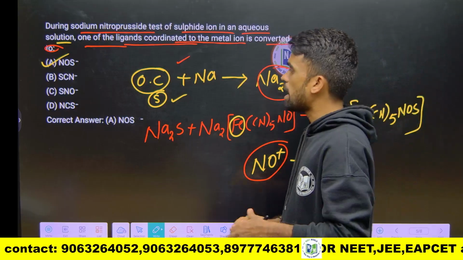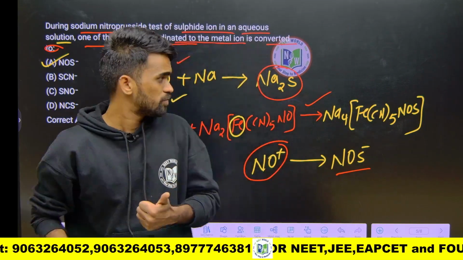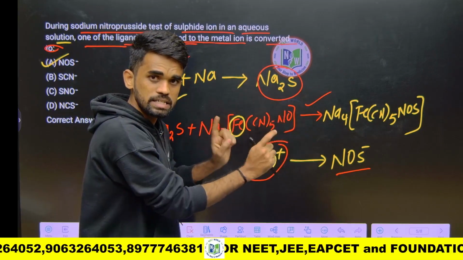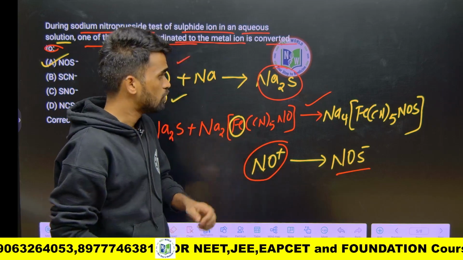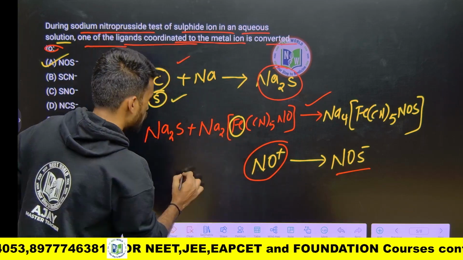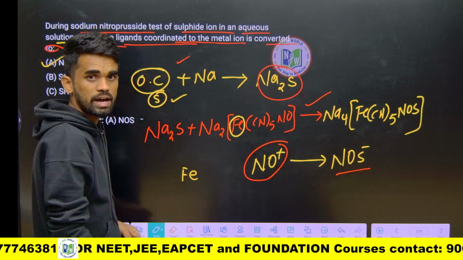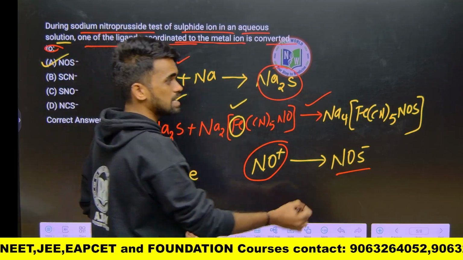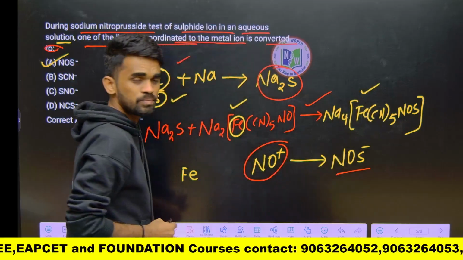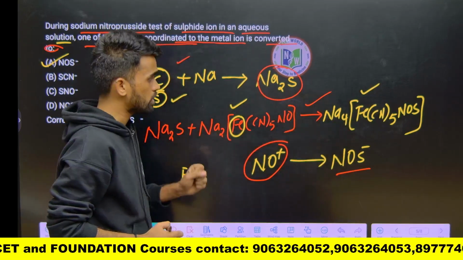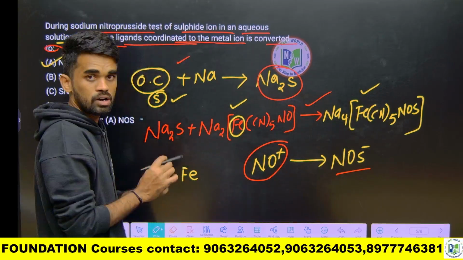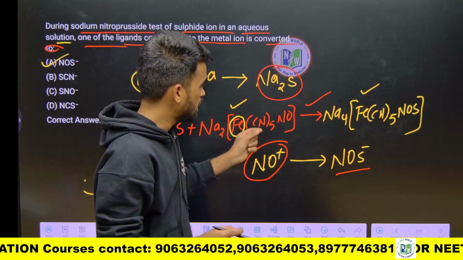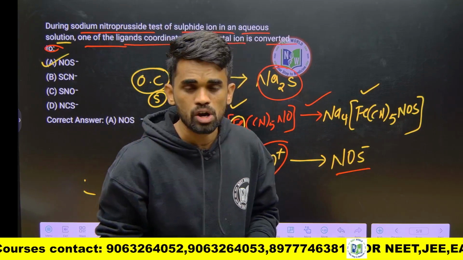Okay, so now I have a question for you. I hope it is clear. Now I just wanted to give you one question here. What is the oxidation state of iron in sodium nitroprusside, this complex, and also what is the oxidation state of iron in this final product? You can write the correct answer, whatever you are expecting, in the comment box. I will be verifying your answer in the comment box.